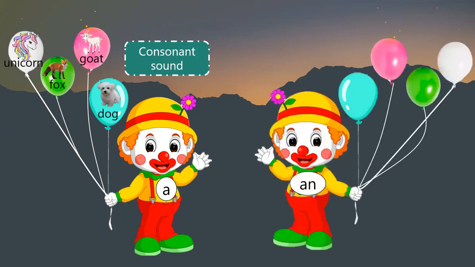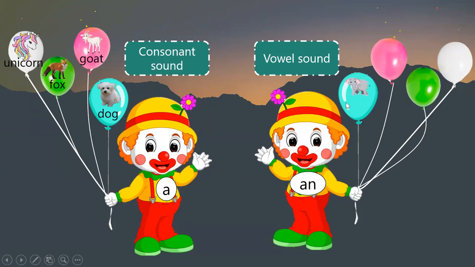Let's see this one. This one is for AN. It starts with a vowel sound, right? So it matches with vowel sounds. For example, here, look at this picture. What animal is it? Elephant, right? So you have to use an elephant. And so, look at the next one.